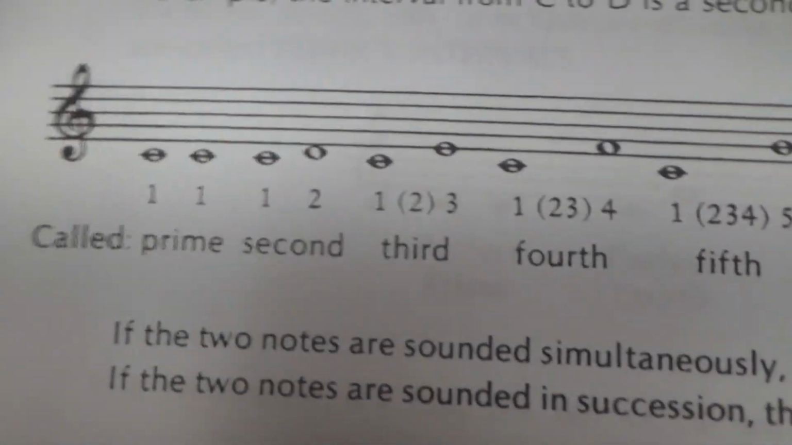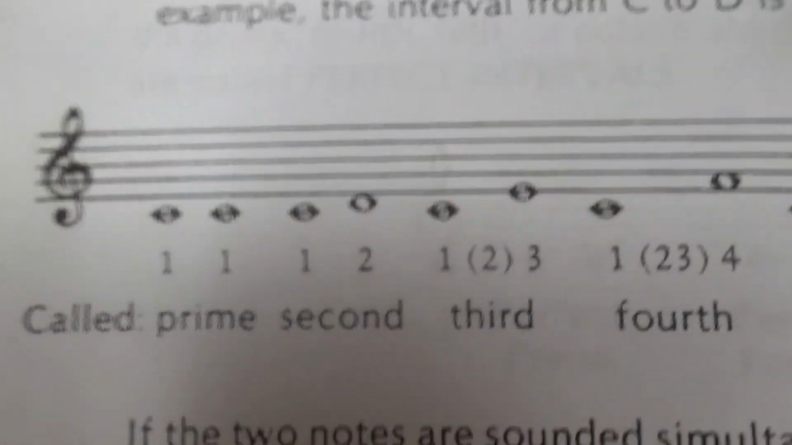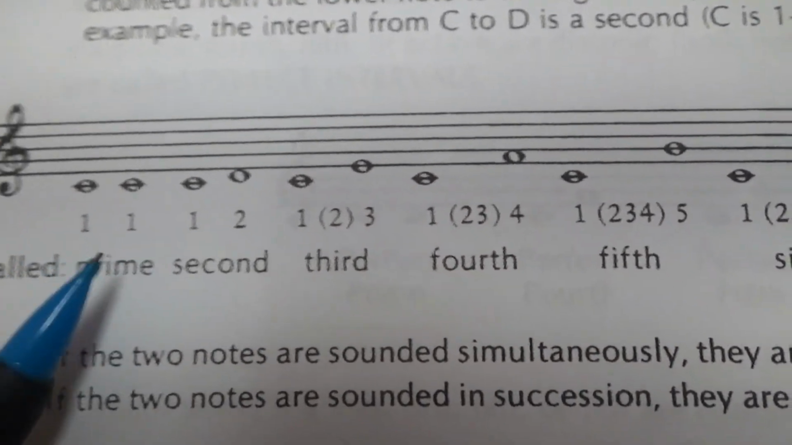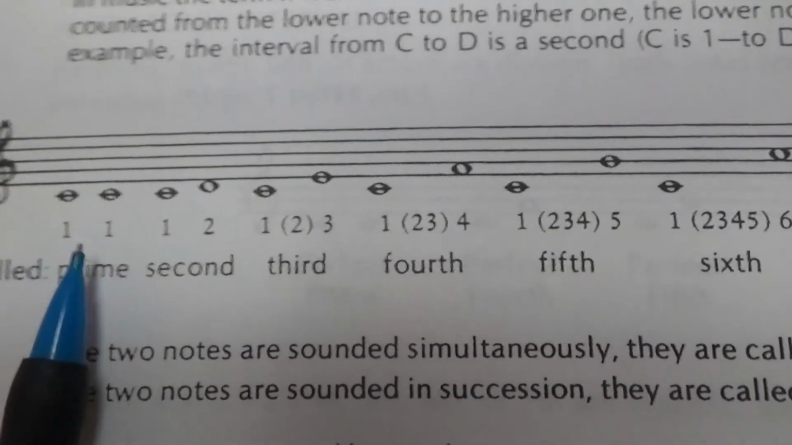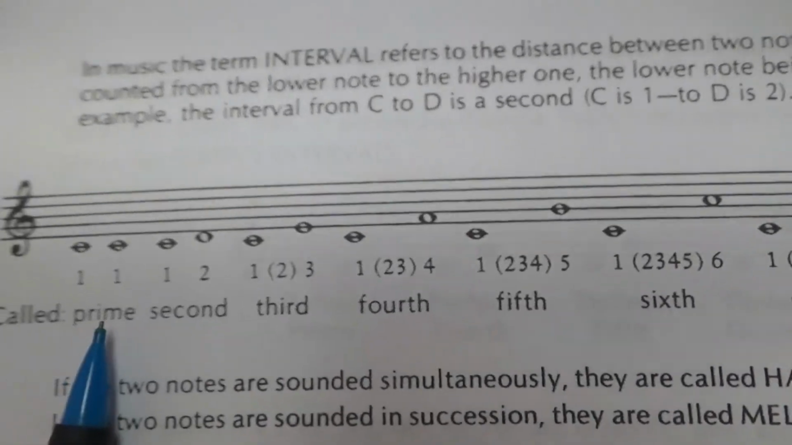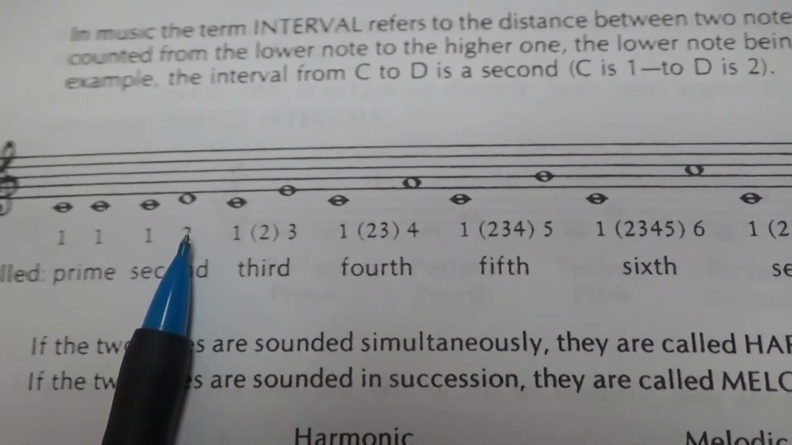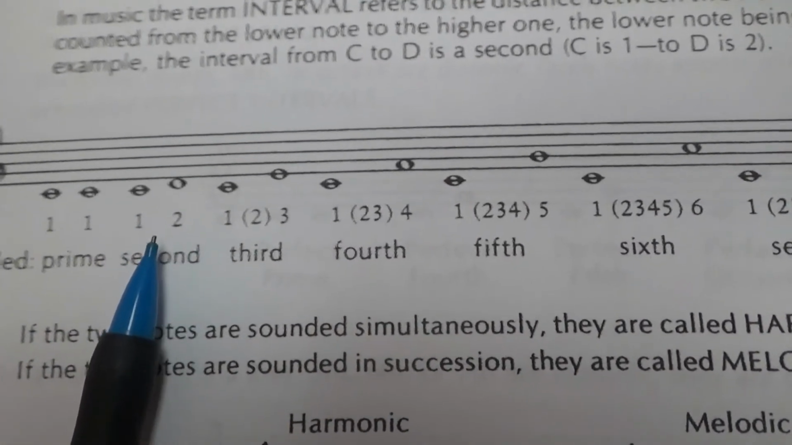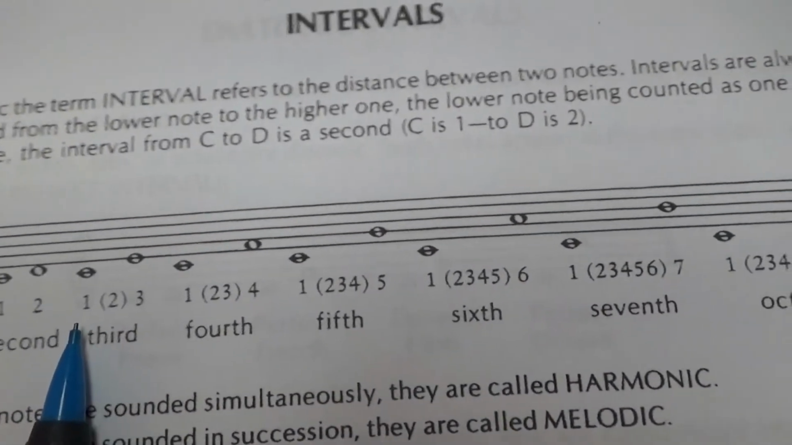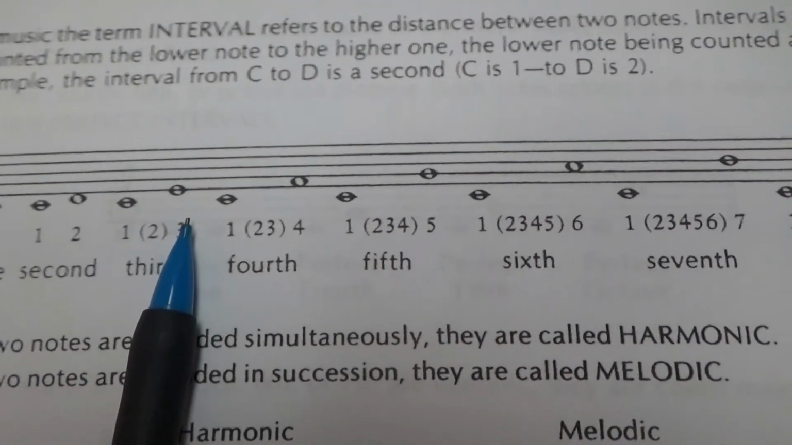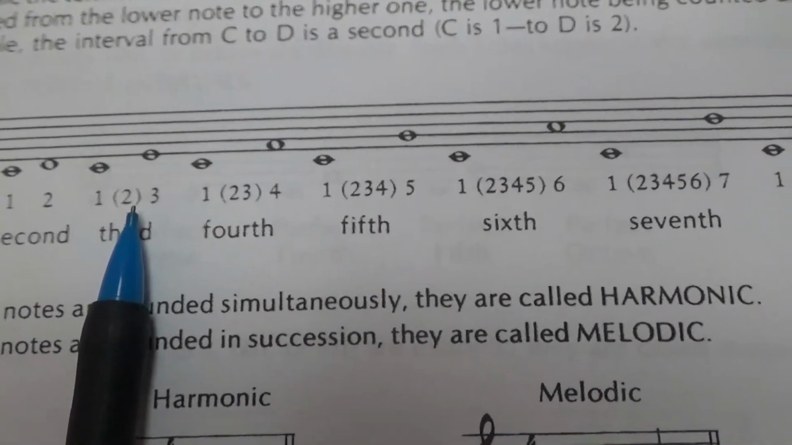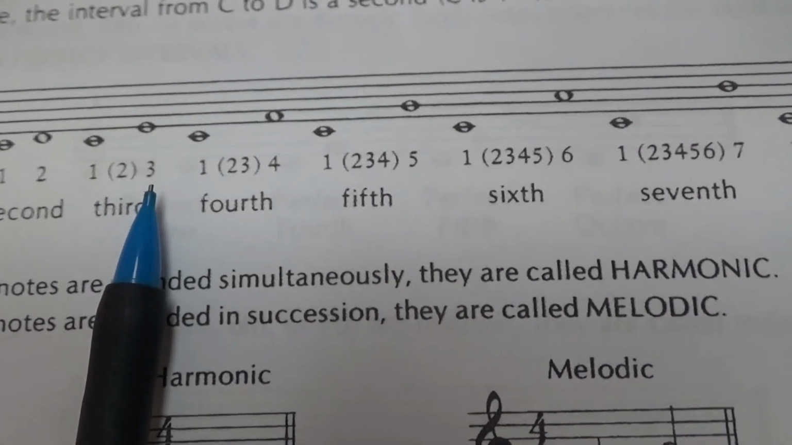So here are the different intervals. If you have the note C to C, it's the same note. They're both ones. That's called an interval of a prime. If you have the note C to D, C is 1, D is 2, that's an interval of a second. If you have the note C to E, it's counted as a third. C, D, E. So it's a third.